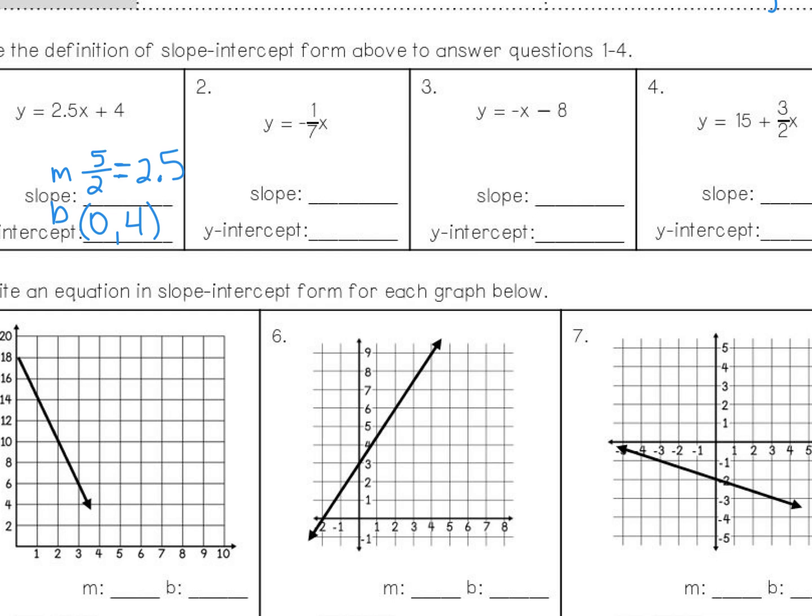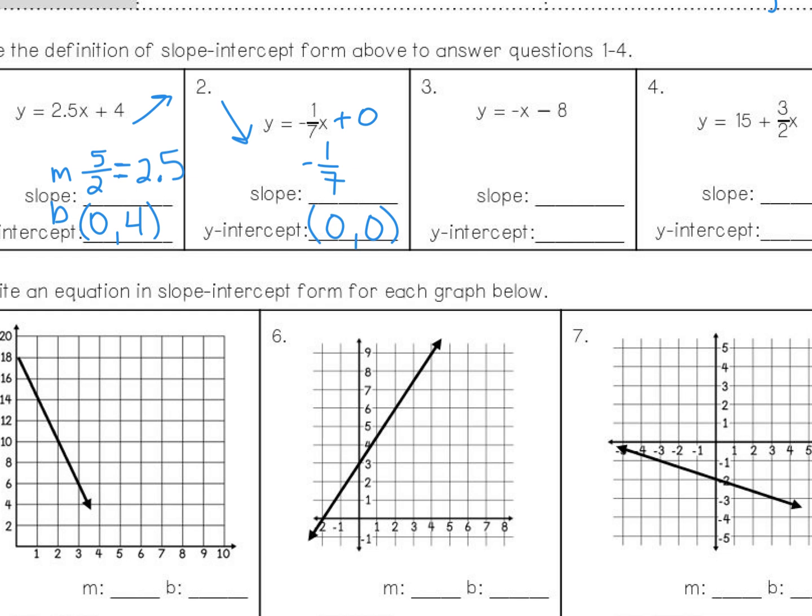What about number 2? What's our slope here? Negative 1 over 7. What direction is this graph going? Down. It's going to go down. This one is going to go up. Oh, be careful here. What's the y-intercept? 0, yeah, because we don't write plus 0, do we? So this is going through the origin.